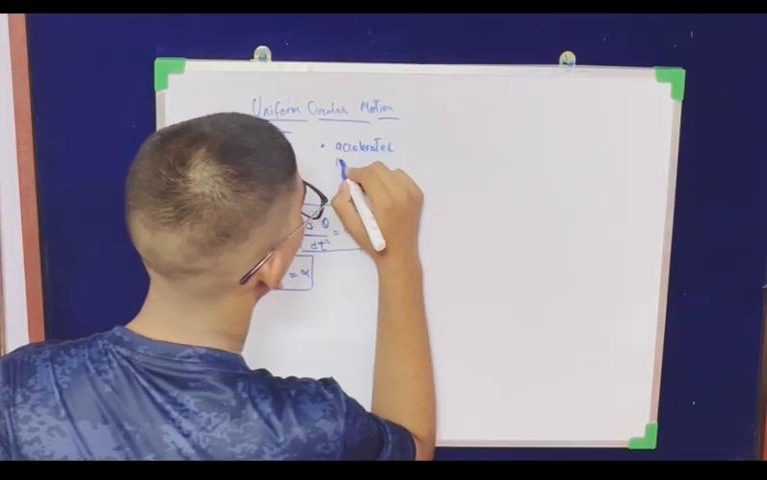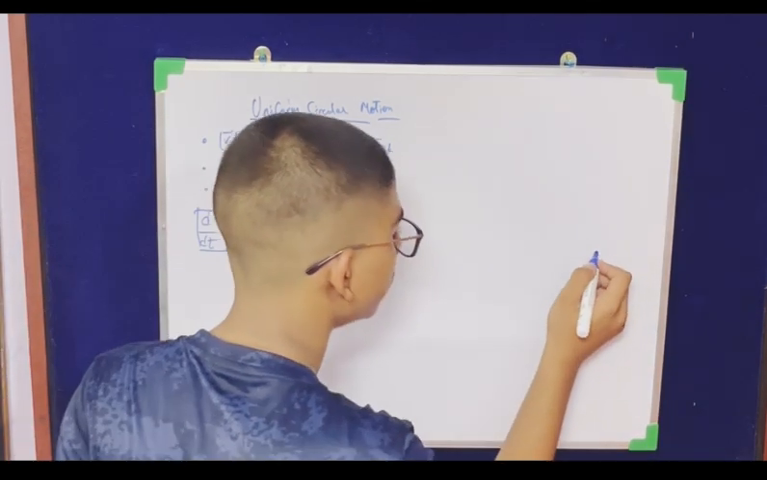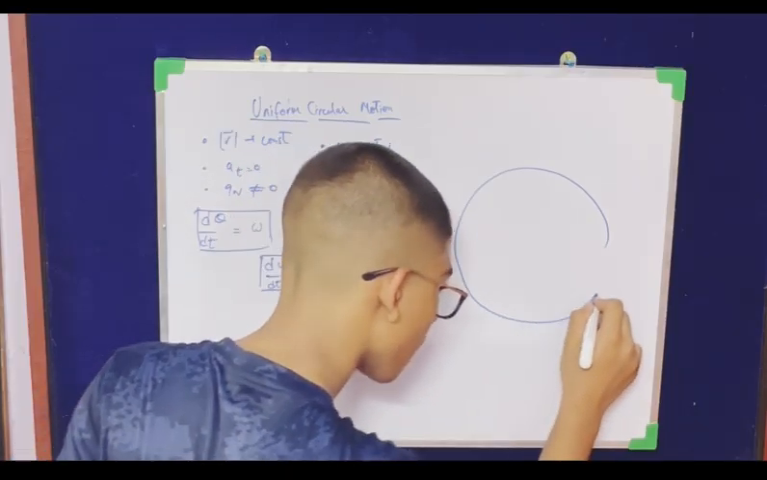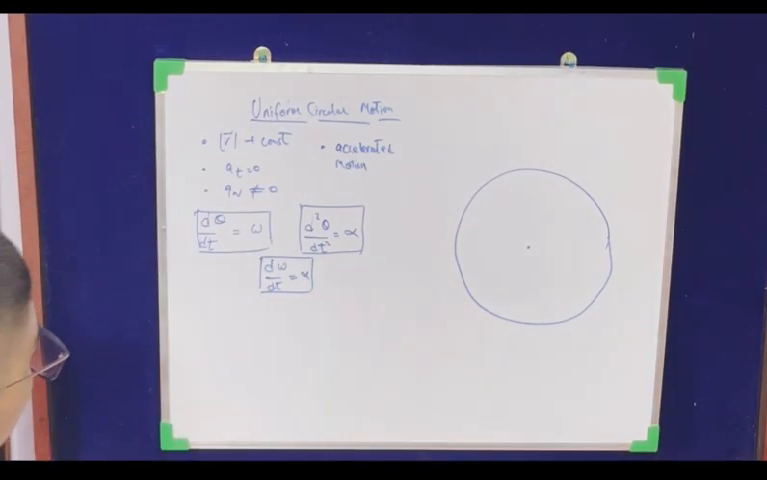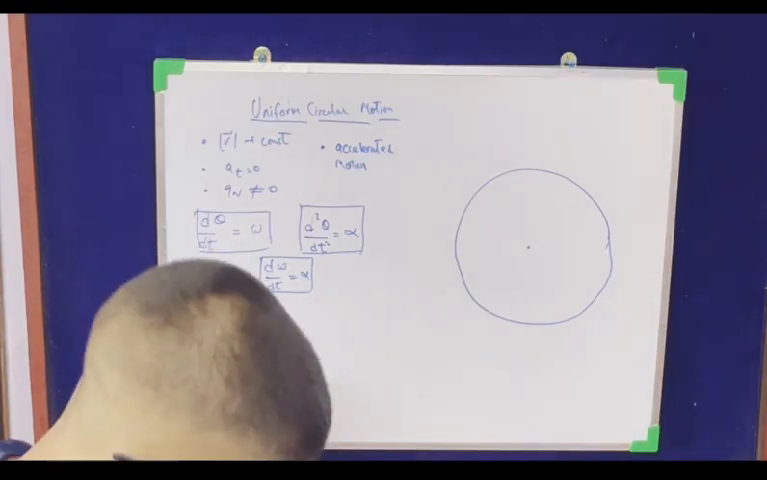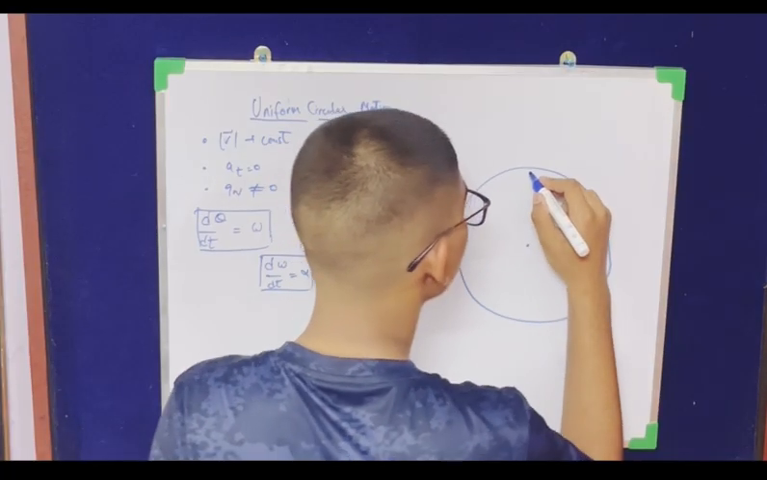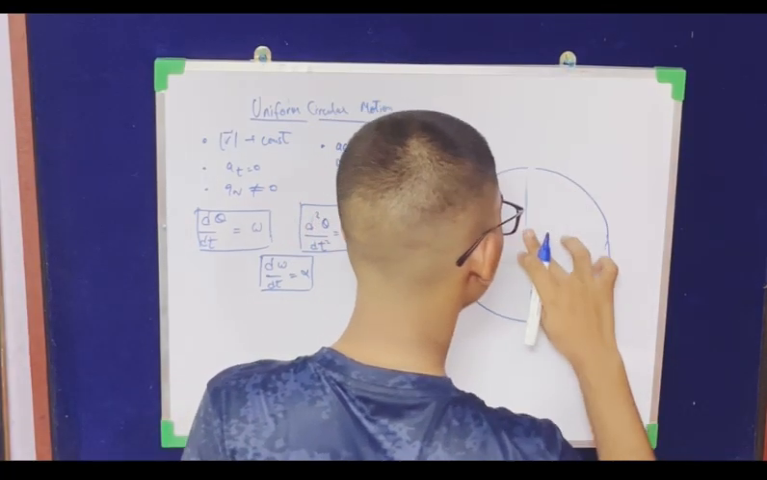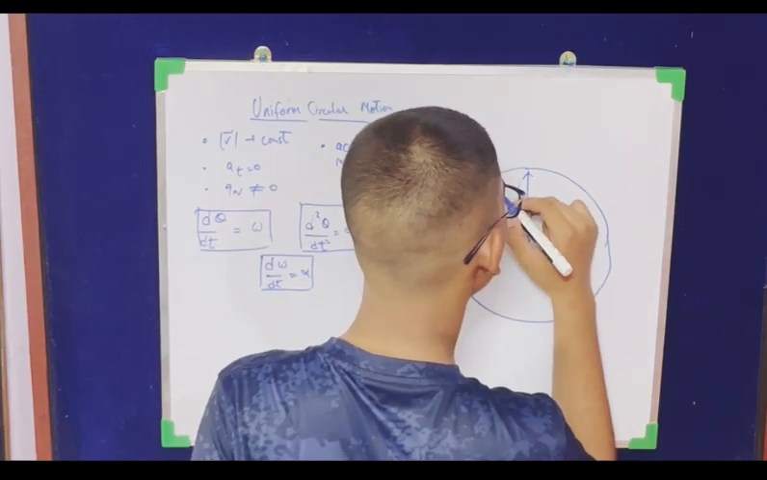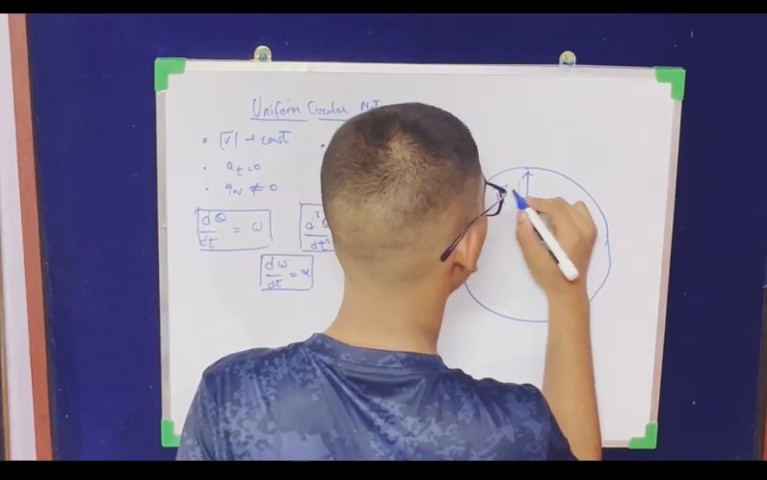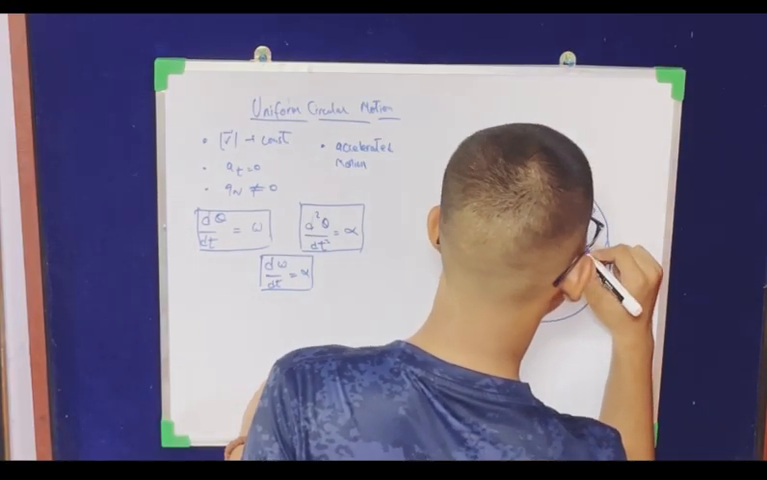Accelerated motion, right? Again, let's draw the circle. This is the center, let's consider. So again, let us bring those manipulation skills. This is a vector which can be termed as the radius initial vector, and this is the final radius vector.